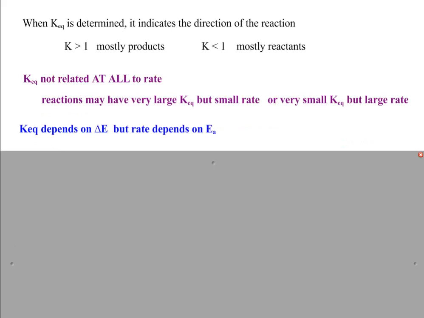And the equilibrium constant depends on change of energy of the overall reaction, but the rate depends on the activation energy. So they both depend on energy in a sense, but they depend on different amounts of energy and different types of energy. So they are related, and when we get to our chapter on thermodynamics, chapter 16, we'll tie them all together and see how they are related to each other as well.